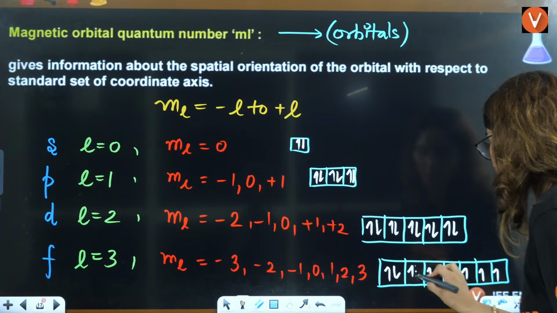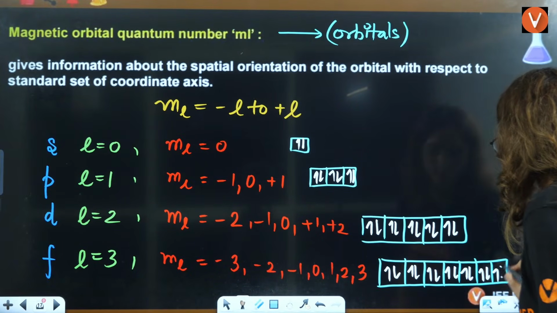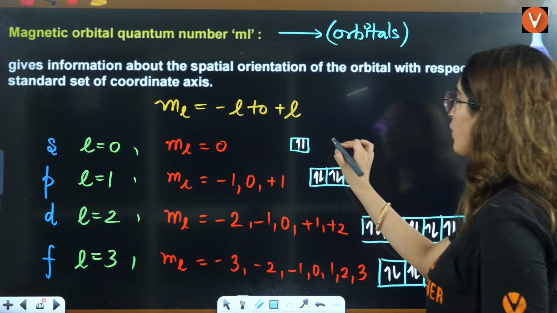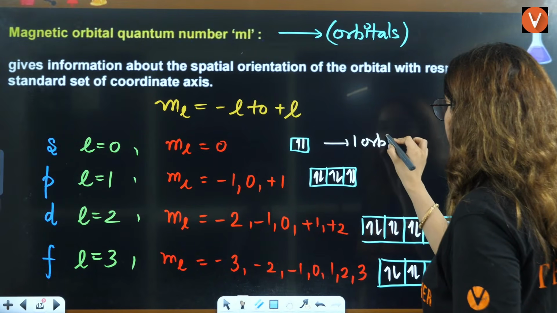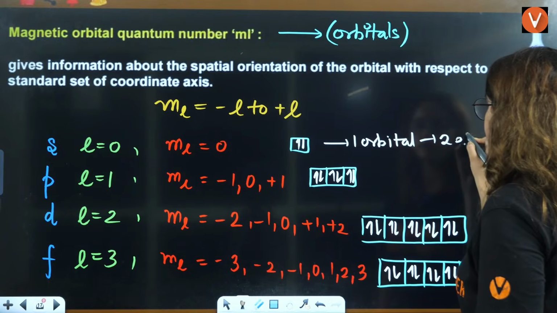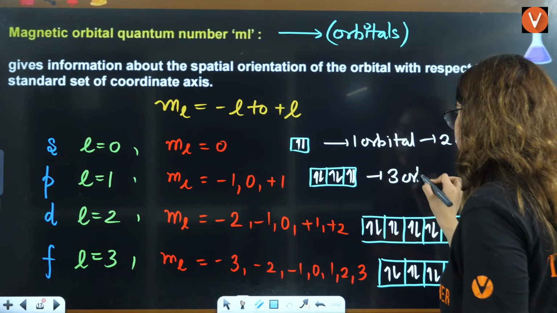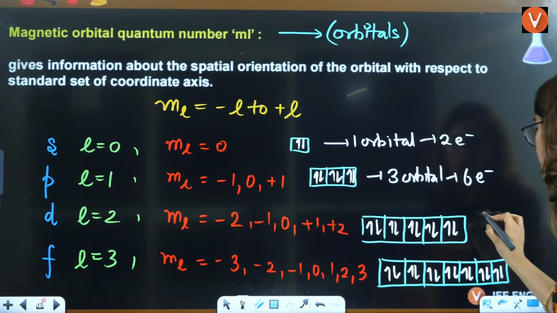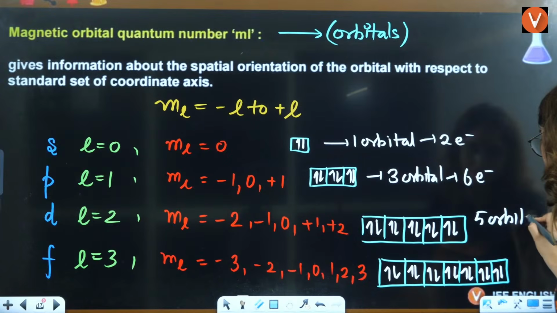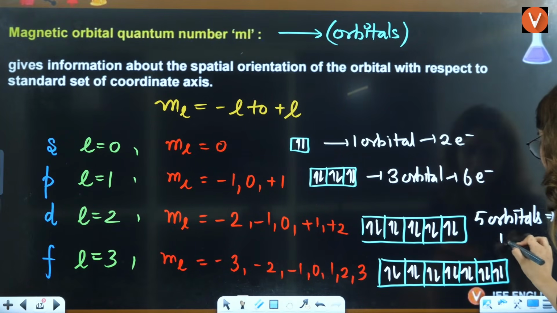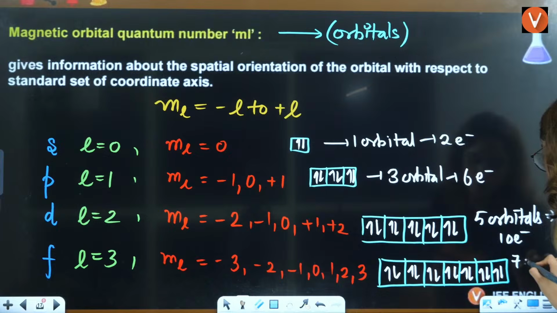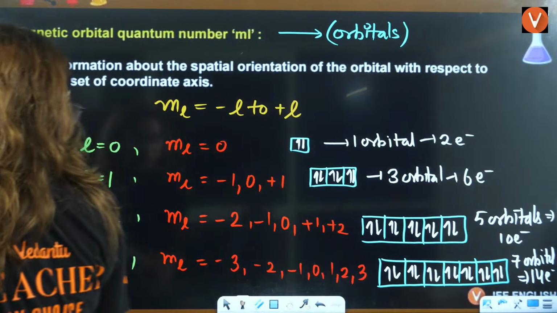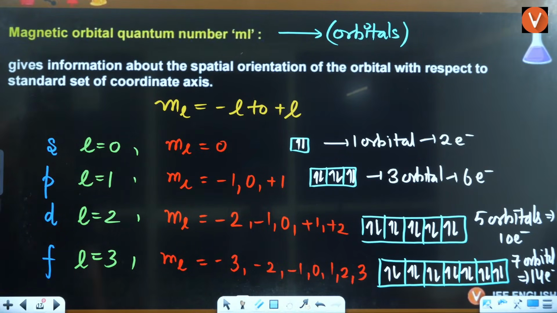Okay. So here you have one orbital, 2 electrons. Here you have 3 orbitals, 6 electrons. Here you have 5 orbitals, and you have 10 electrons, and here you have 7 orbitals, and you have 14 electrons. Okay, tell me, guys, if that is clear to everybody or not.